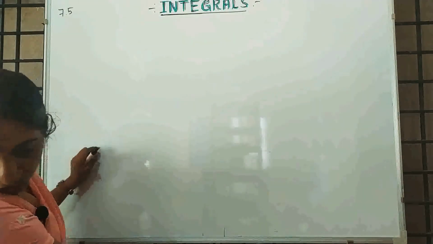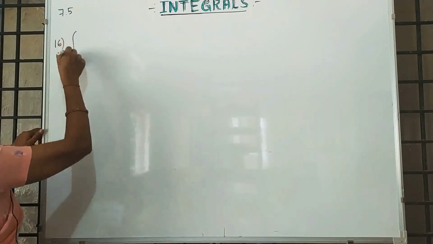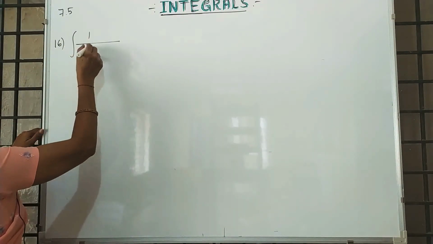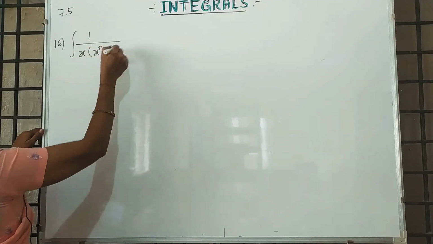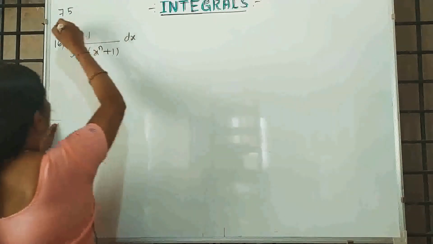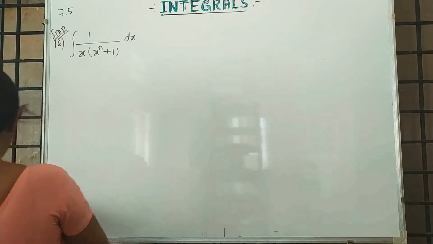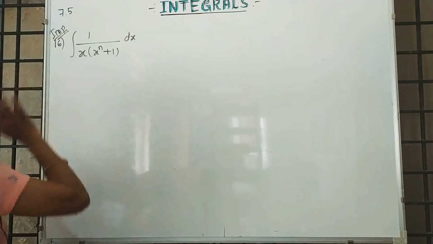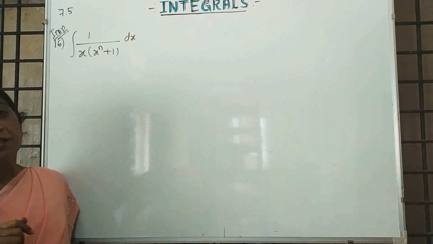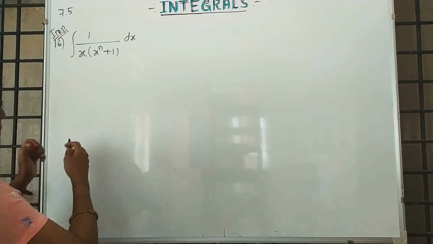That is question number 16. 1 upon x into x raised to n plus 1 into dx. Very important example. The sum is very important, because with the help of this we can solve so many examples. We are treating this as a formula and solving so many examples in the CET. I will explain that concept also here only.